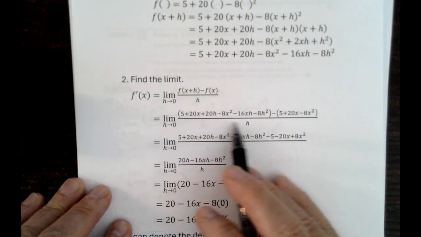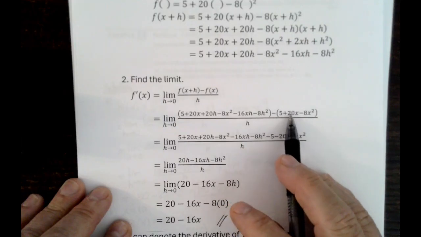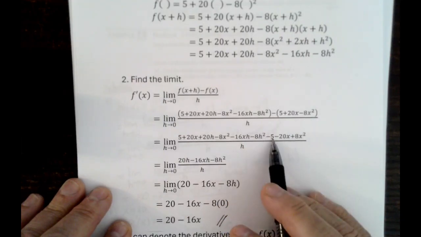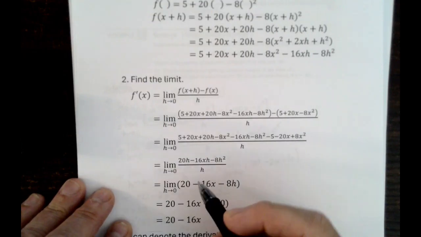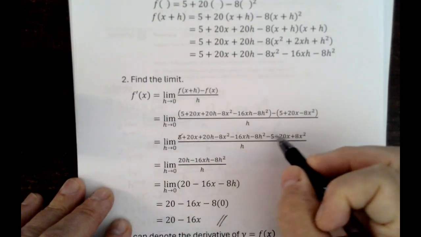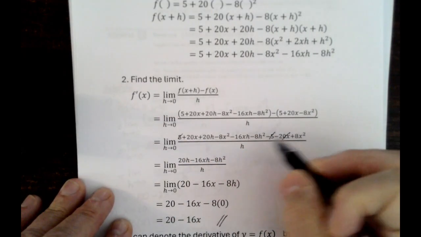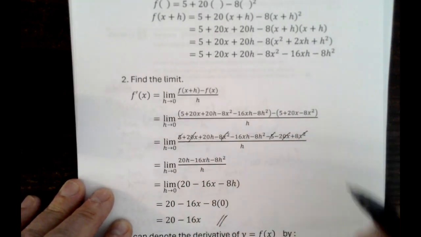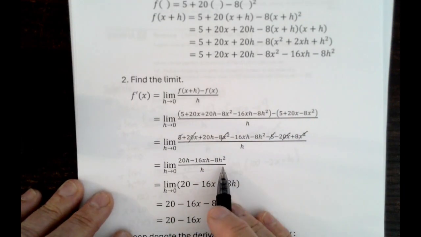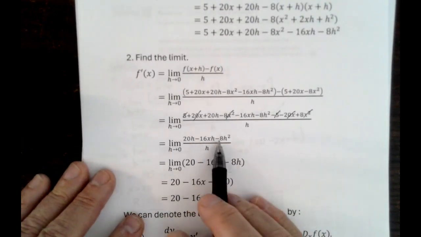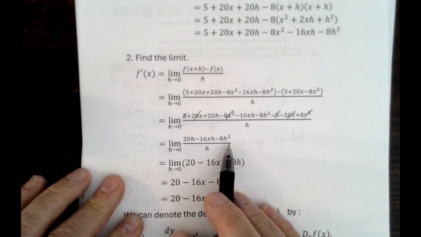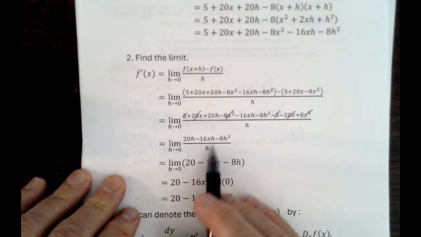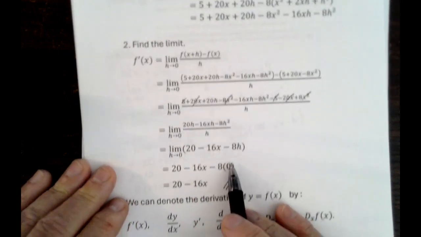Now when you drop the brackets or parentheses, you distribute that negative sign here. That changes the sign of each one of those. And now notice your 5 and minus 5 go away, your 20x and minus 20x go away, your 8x squared and minus 8x squared go away. And if you do this properly, you should only have terms at this step that have an h in them. Now you divide h into each one, and you get this.